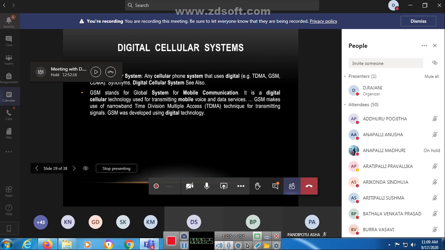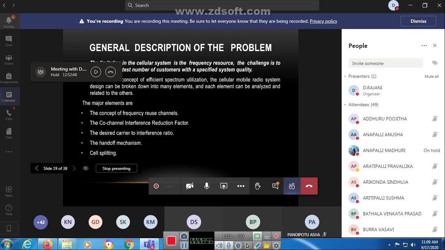Another one is the digital cellular system. For the digital cellular system, here also we have to take three important terms, that are TDMA, GSM and CDMA systems. So what is GSM? It stands for Global System for Mobile Communication, and TDMA is time division multiple access. It transmits the signals, so we can develop it in digital technology in these systems.